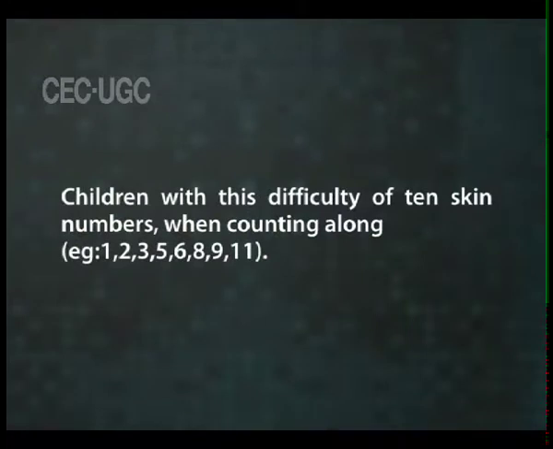Counting. Counting is the first step in arithmetic training. Many children who are unable to count meaningfully are later hindered in the basic computational skills of addition and subtraction. Children with this difficulty omit key numbers when counting, for example 1, 2, 3, 5, 6, 8, 9, 11. Others count correctly but without understanding that each number corresponds to a particular element in a set.